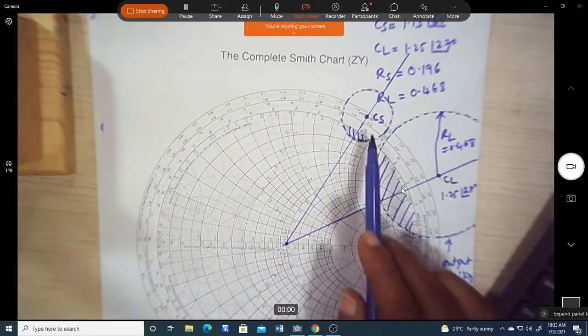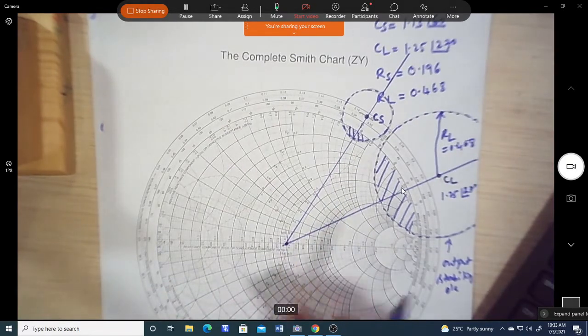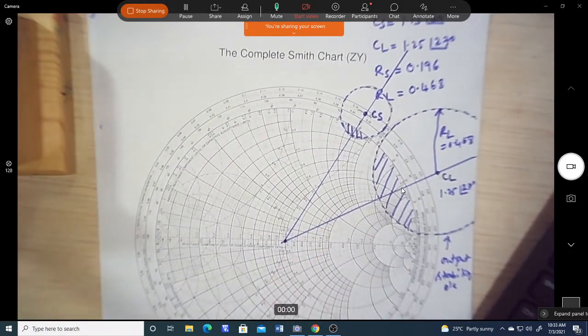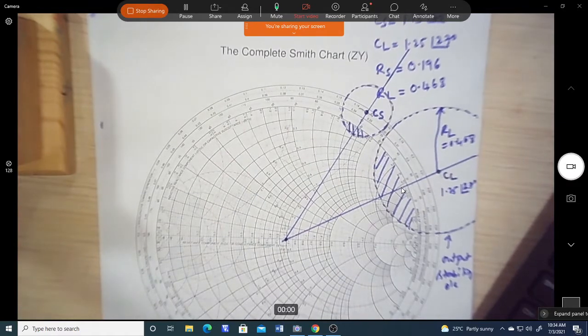If the stability circle includes the center region of the Smith chart, then we can decide the stable and unstable region, but that case is whenever the input and output are matched, where gamma L equals 0 and gamma S equals 0, which we discussed yesterday. Okay, so is it understood?